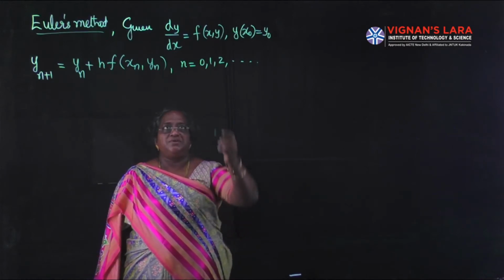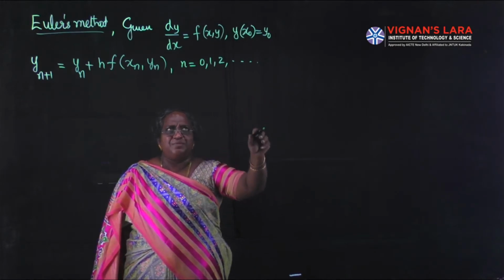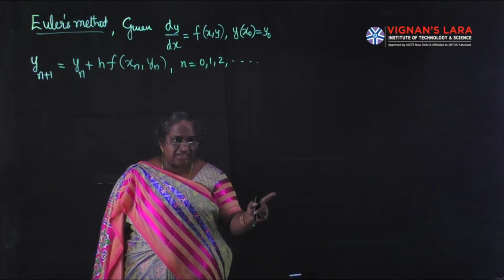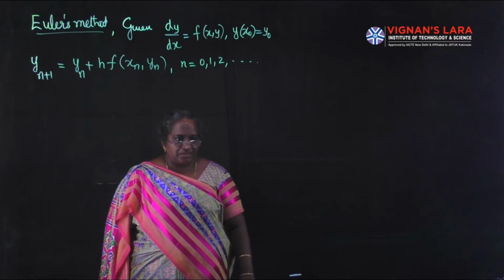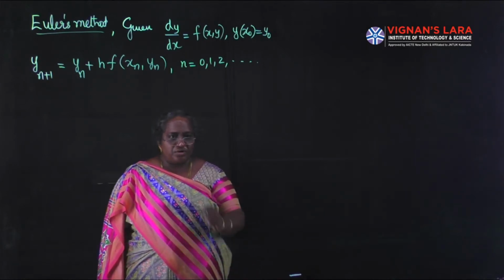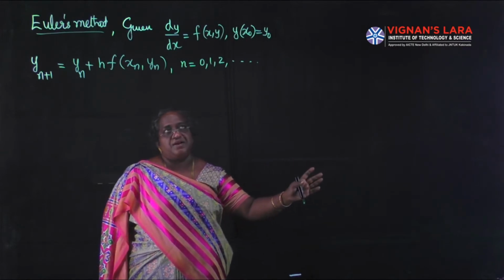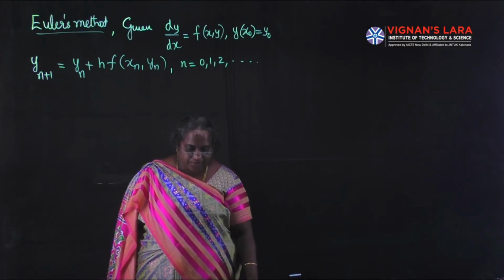Suppose they give you y of 0 is equal to 1, find y of 0.1. You can't take h as 0.1 because you are reaching in a single step. This is not a single step method, it is a multi-step or step-by-step method. So minimum you have to take 4 iterations or 4 steps to reach the desired value of y for a given value of x. So see the problem here.